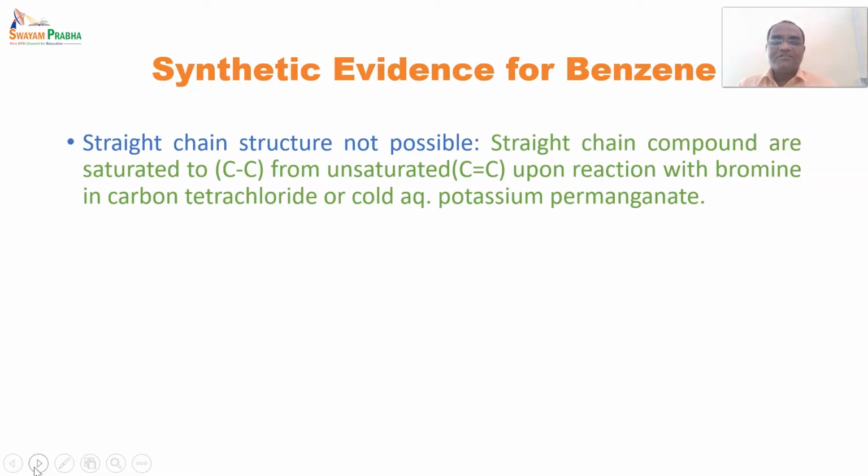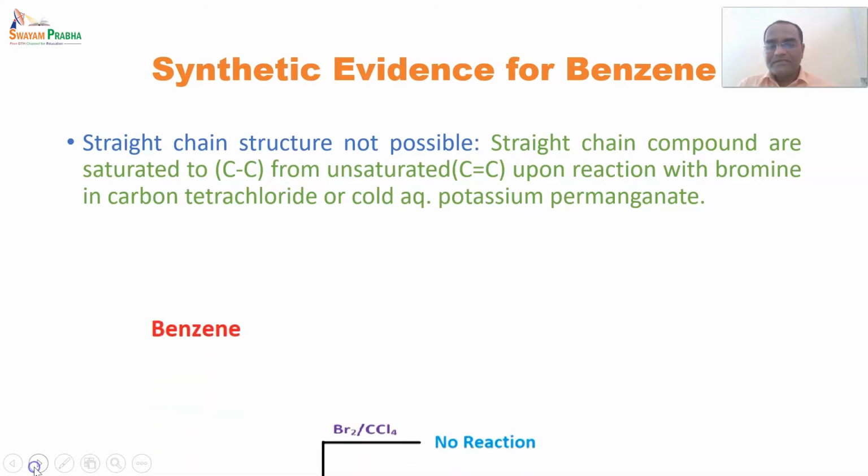Straight chain structure is not possible. And why is this straight chain structure not possible? Because whenever the compound is reacted with some chemical reagent, it does not show any reaction. That is why it is said that a straight chain structure is not possible. Straight chain compounds are saturated or unsaturated; they convert carbon-carbon double bonds to carbon-carbon single bonds upon reaction with bromine in carbon tetrachloride or cold aqueous potassium permanganate.